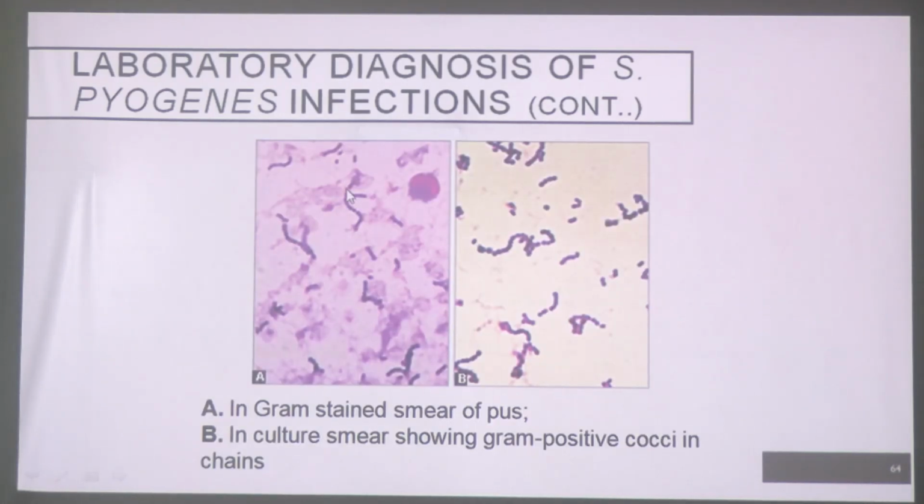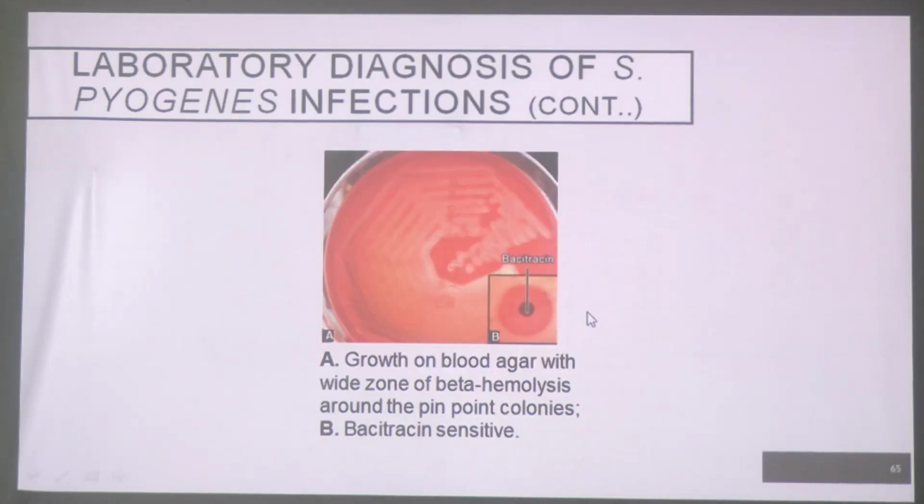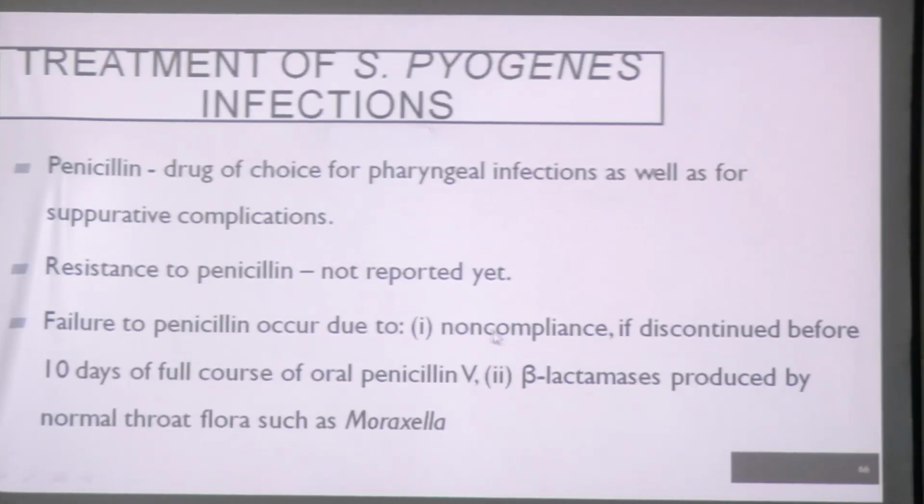This is how the streptococcus will look in direct smear. This is from the culture. Can you see pinpoint small colonies with wide zone of beta hemolysis here? This is blood agar, sheep blood agar. And this is, what is this? Bacitracin. Bacitracin was sensitive in which case? Okay.